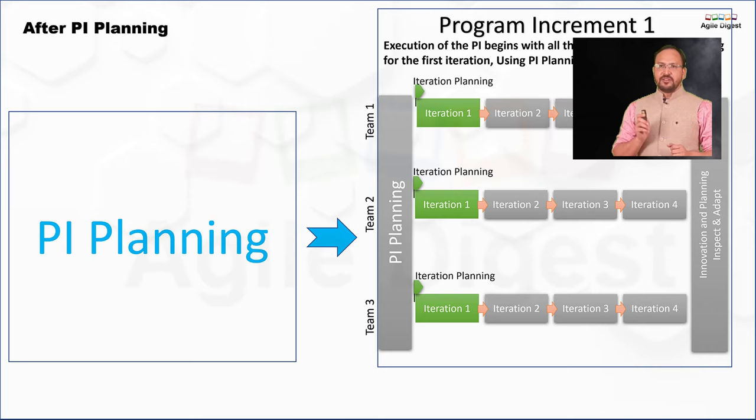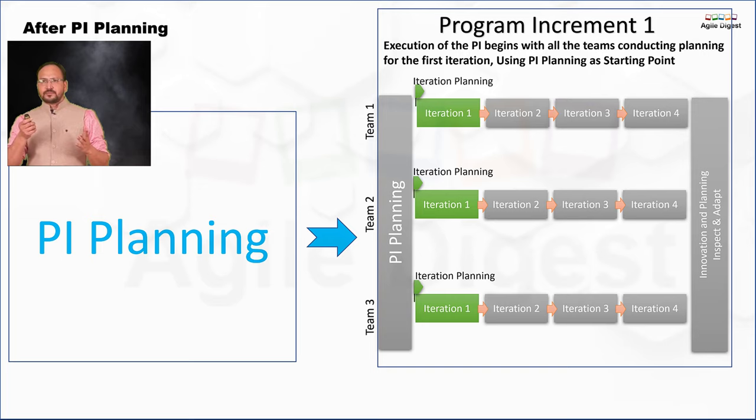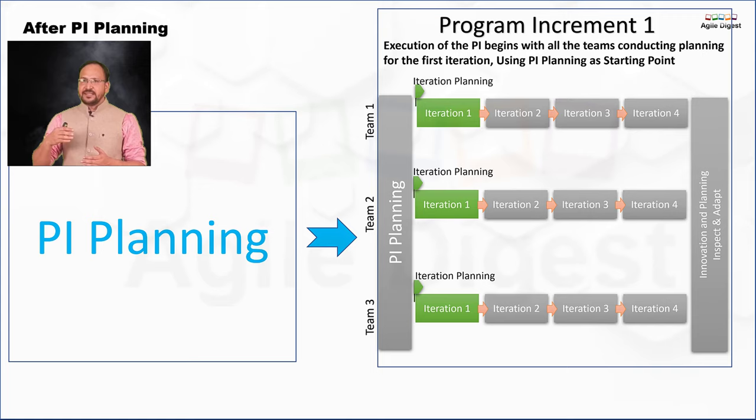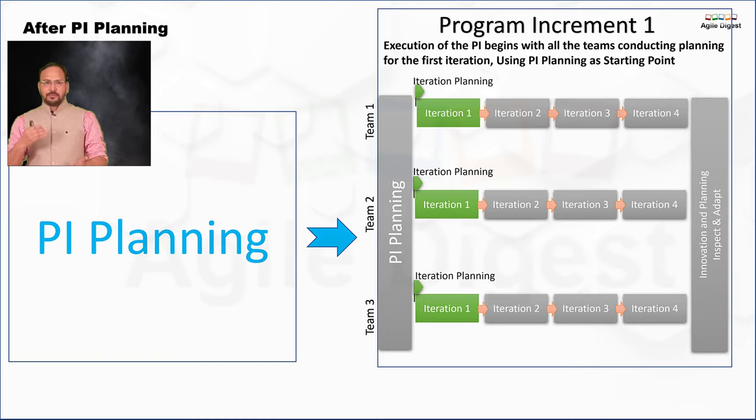Now, after the PI planning, the team will go back to their own area of execution, and they will do iteration planning for the first iteration. Based on whatever they have planned, they just need to give another fine-tune at the iteration level planning, and they will start executing that first iteration.